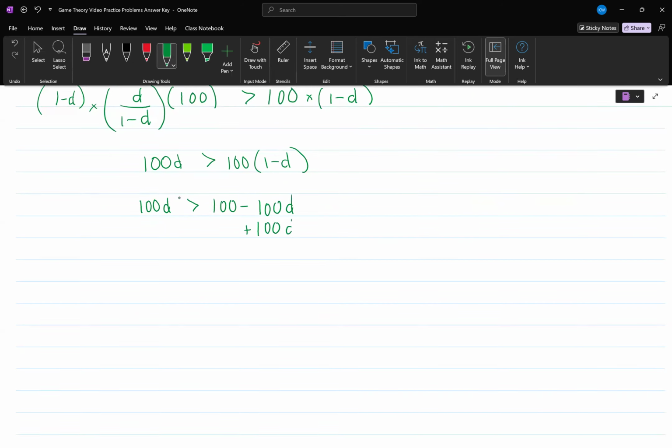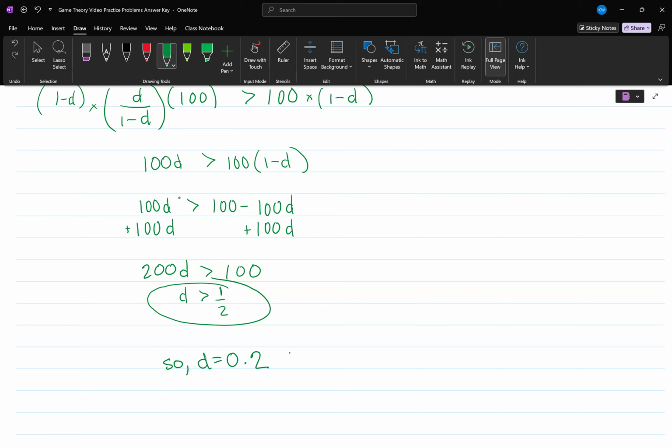We're going to add this 100 times d to both sides, and that's going to give us 200 times the discount rate greater than 100. And then finally, we'll divide both sides by 200. 100 over 200 gives us 1/2. And so we find that as long as the discount rate is above 1/2, the firms, or in this case, the countries, will cooperate. So that discount rate of 0.2 is going to be less than 1/2. And so at a discount rate of 0.2, the firms cheat.